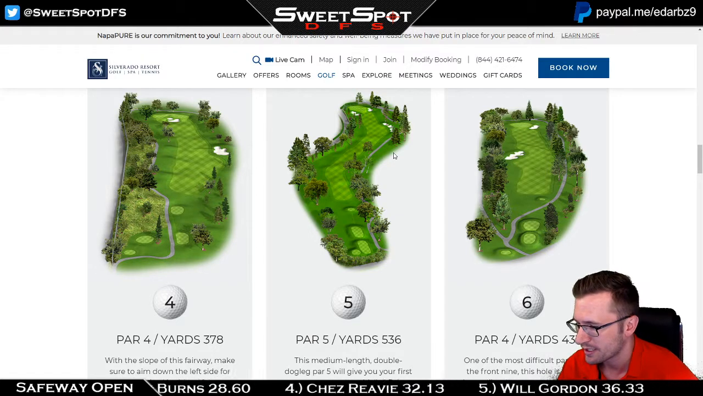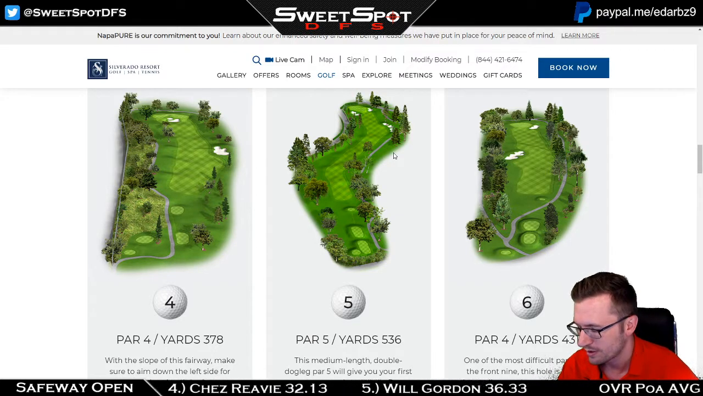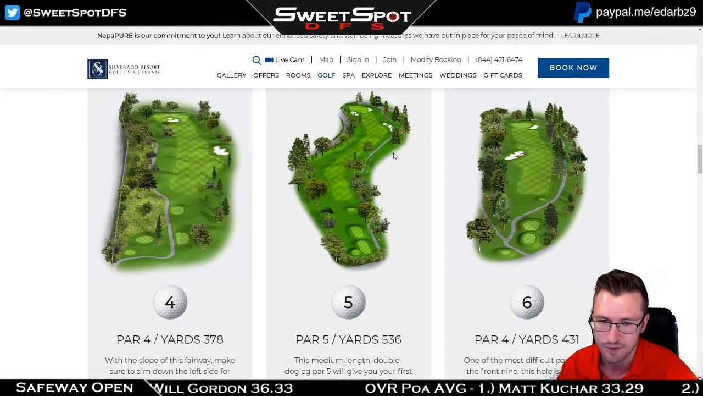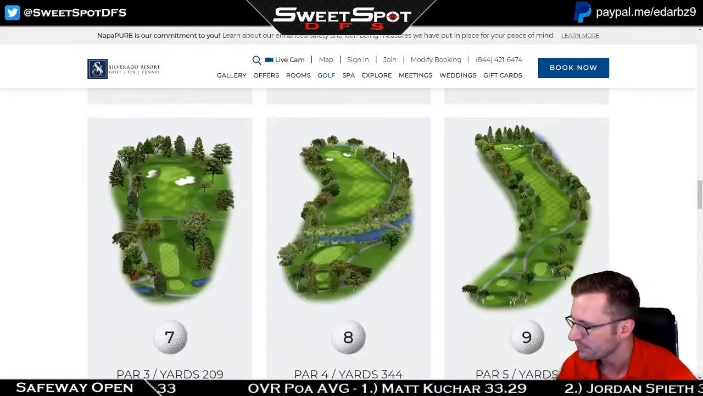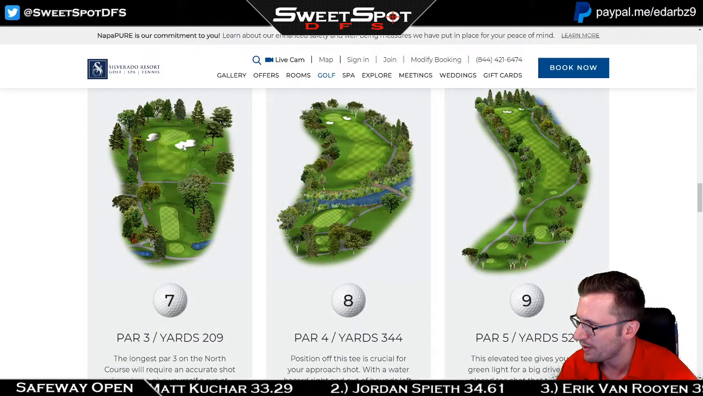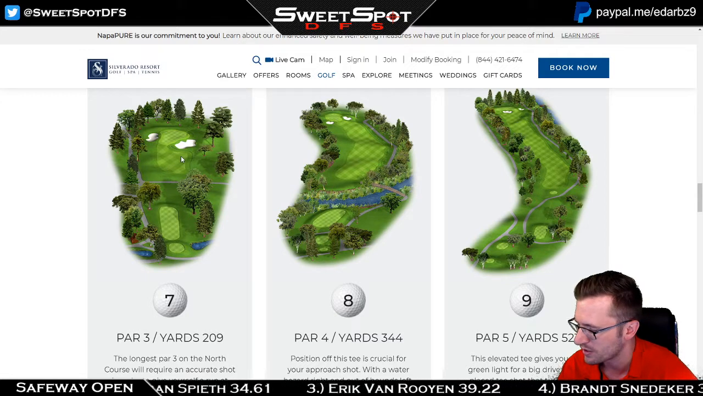Hole number 6, 431 yards. I had both off the tee and both into the green, as in you hit a fade or a draw. Hole 7, a 209-yard par 3. Because you have this bunker here, we want to be shaping shots from left to right. So that was a fade.